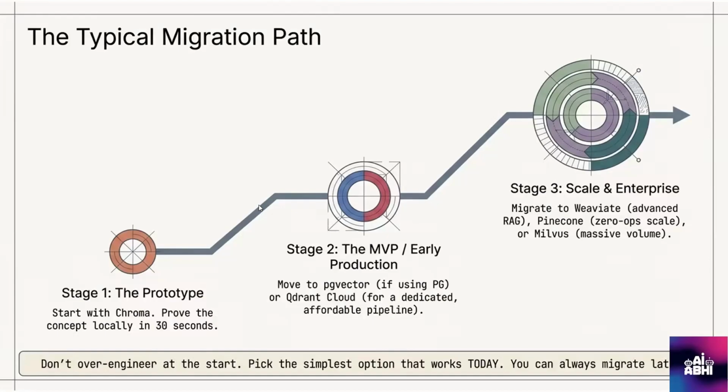So let's go to the next slide. This is the migration path most teams follow. In practice, most teams follow a predictable path. They start with Chroma for prototyping. When they go to production, they either add pgvector if they are already using Postgres, or deploy Qdrant or Weaviate. If the project grows to enterprise scale, some move to Pinecone for the managed experience or Milvus for the billion-scale workload. So the important thing is to not over-engineer at the start. Pick the simplest option that works today. You can always migrate later.